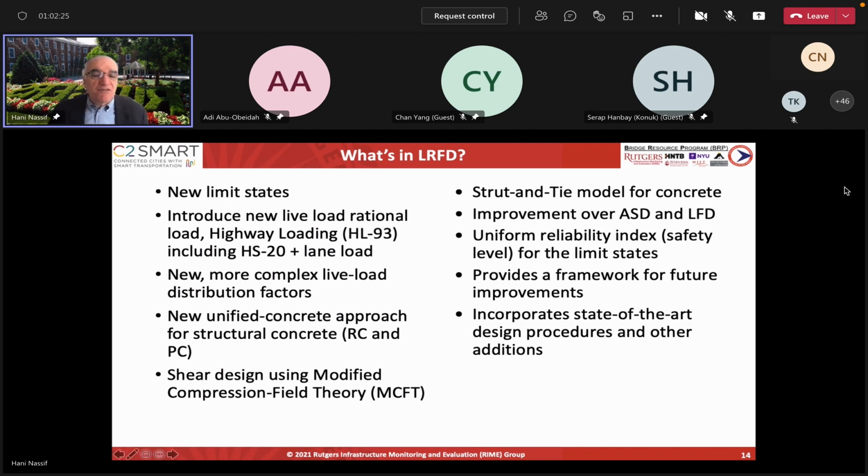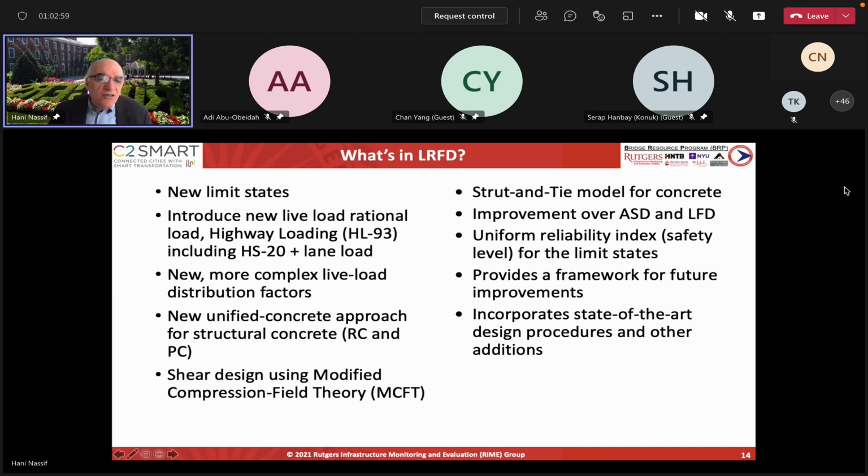Okay, so there was a lot of improvement over ASD and LFD in the sense that now, with the development of the load and resistance factors and the simulations that have been done, we made sure that all the designs have the same probability of failure. It means you have a uniform safety. If you build a wood bridge or a steel bridge or a precast concrete bridge, you should get the same safety level or probability of failure. And in the past, it was not the case.